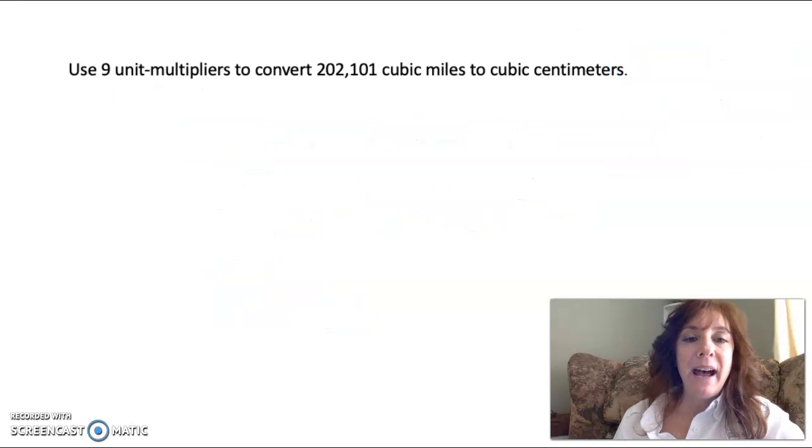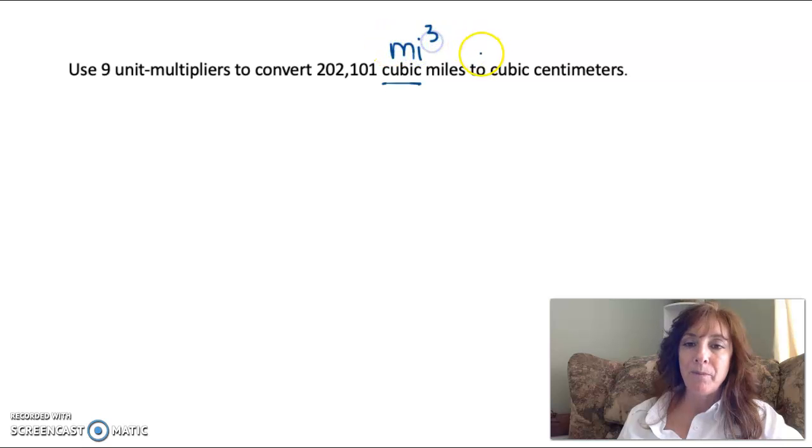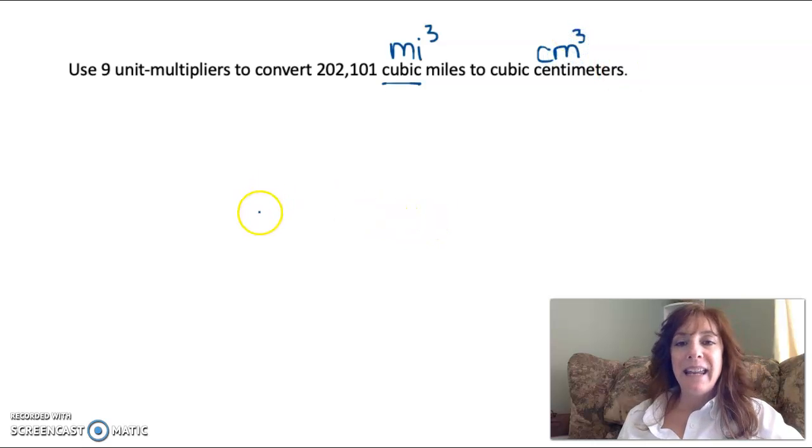All right, now we have unit multipliers with cubic units. Cubic means if I have cubic miles, that means to the third power. And centimeters, if they're cubic, that's to the third power. Now, how do I get from miles to centimeters? Well, I'm glad you asked.